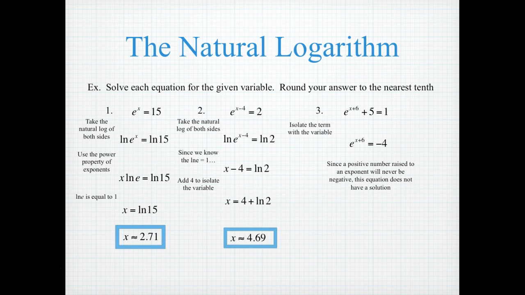Now, since a positive number raised to an exponent will never produce a negative result, this equation will not have a solution. You cannot take a positive number e, raise it to an exponent, and get a negative value. So no solution is our answer to this last equation.